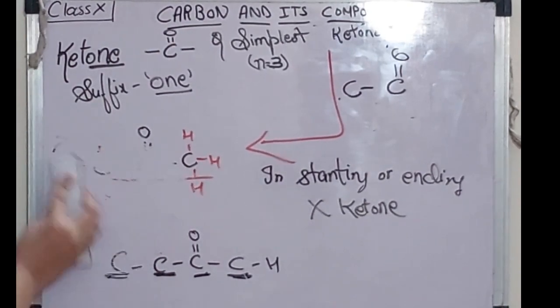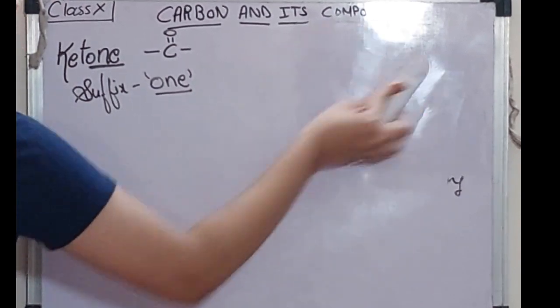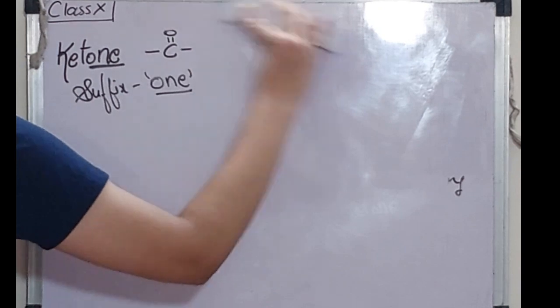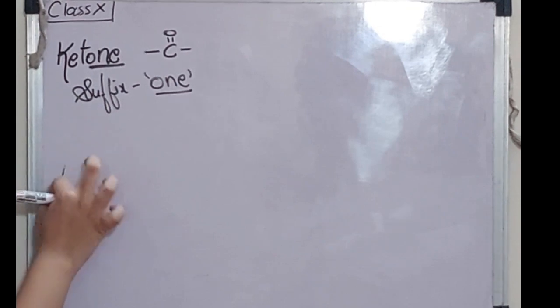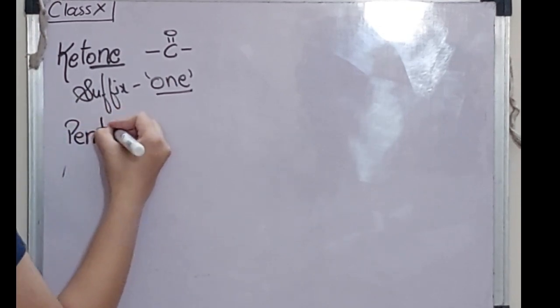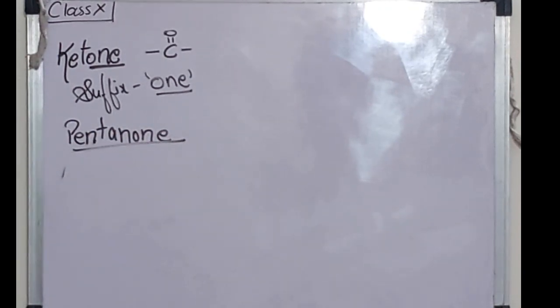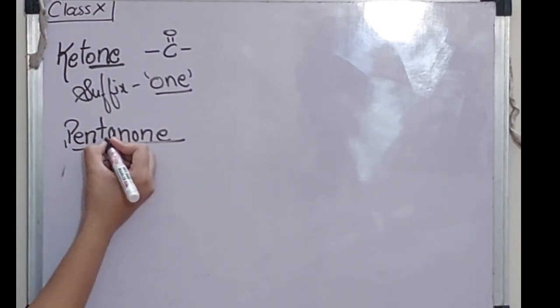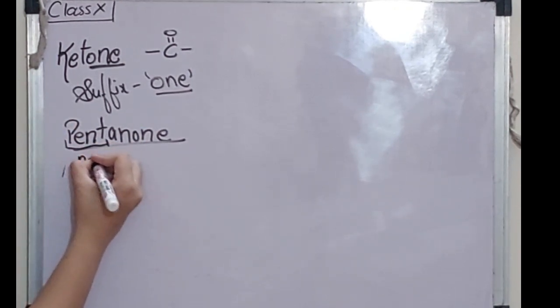Now we'll do some examples of it. Now I will ask you to draw pentanone. Pause the video and draw it as soon as possible, because this is how you will practice and be able to solve the questions easily. So now focus here. I hope you are done. If you are not sure, just pause the video. Pent means total number of carbon is 5.